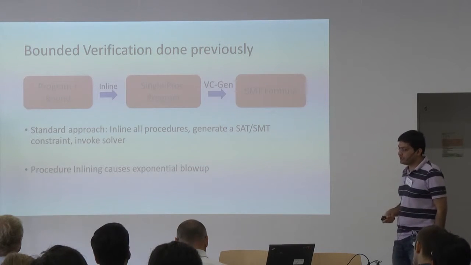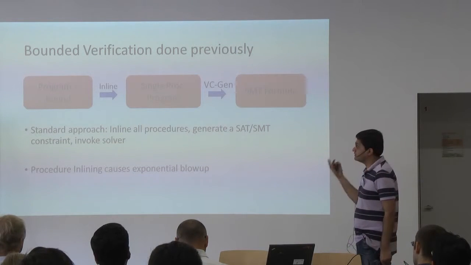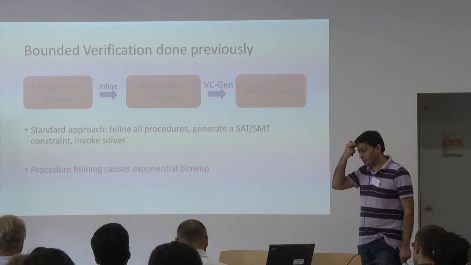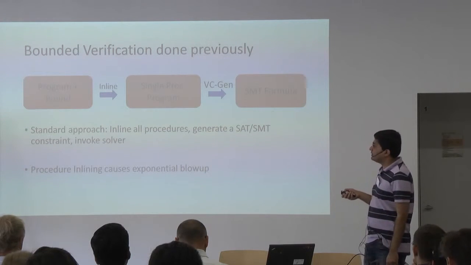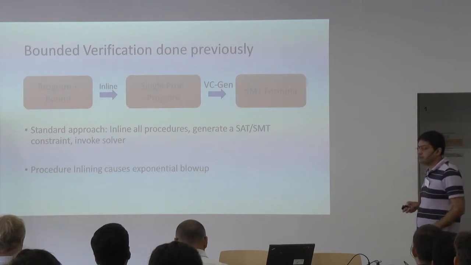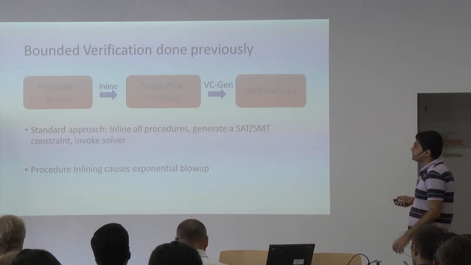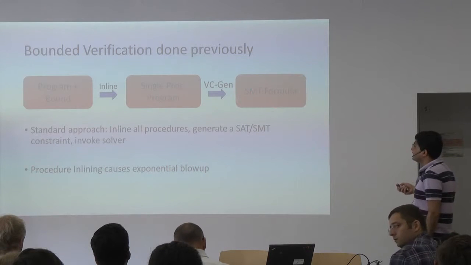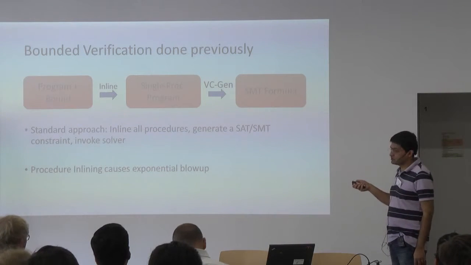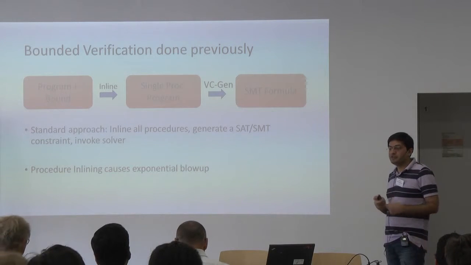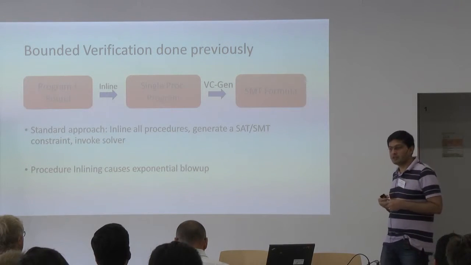This is one of the reasons why the problem has a double exponential complexity. You pay one exponential when you inline. If you inline all procedures, you get an exponential explosion, so this formula is exponentially sized in the original program. Then you feed it to an SMT solver, which also has an exponential algorithm inside it, so you get a double exponential complexity.